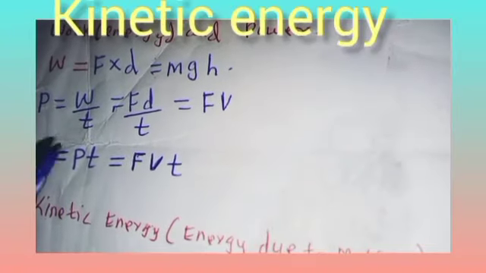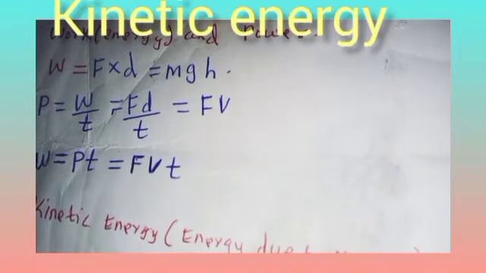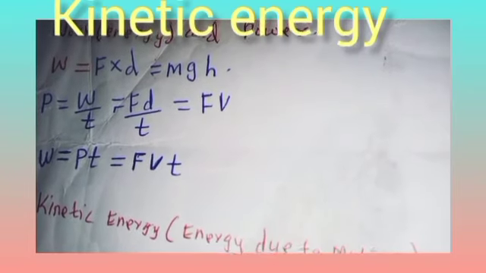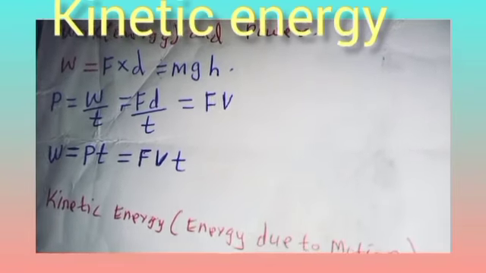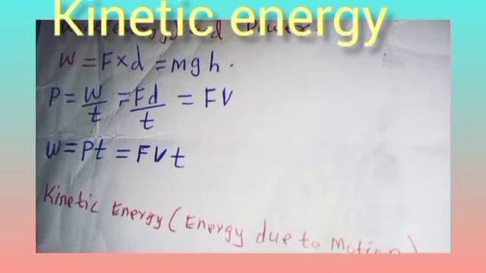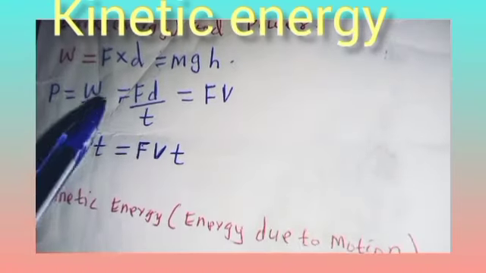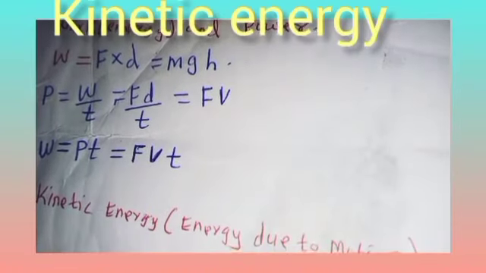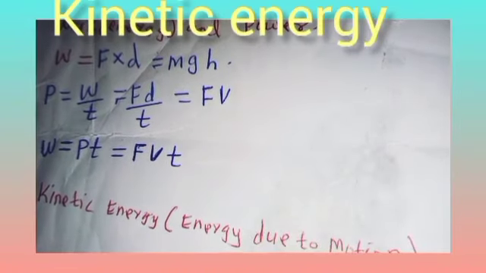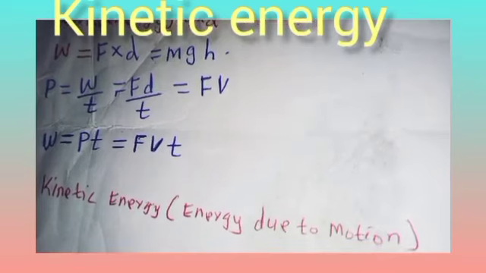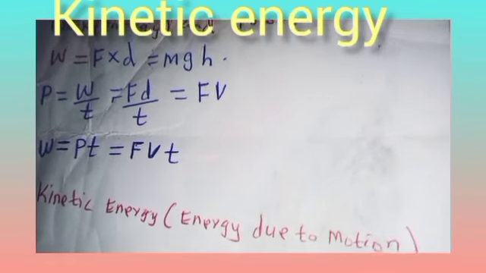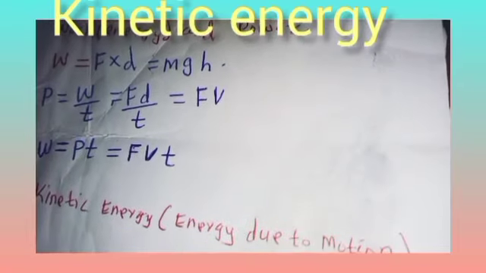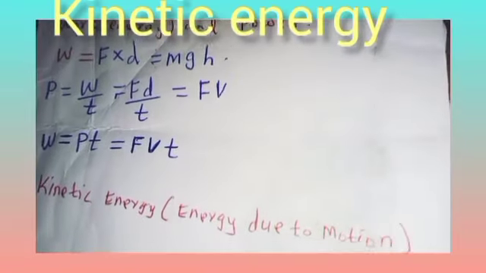Fellow scientists, in this study, I want us to look at work and energy. Work is given by the product of force multiplied by the displacement, and energy is the ability to do work. So in order for you to do work, you require energy. Power is the rate of doing work.